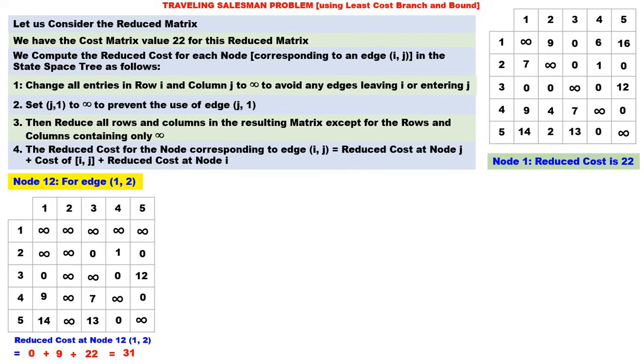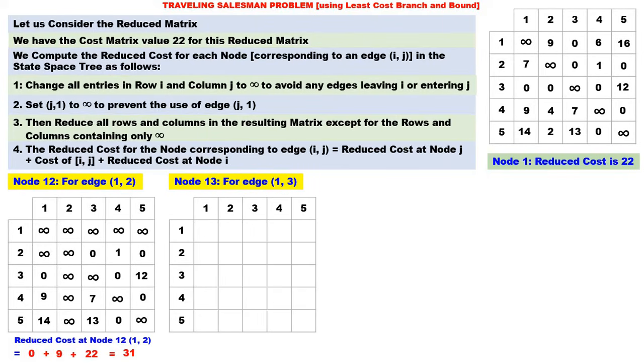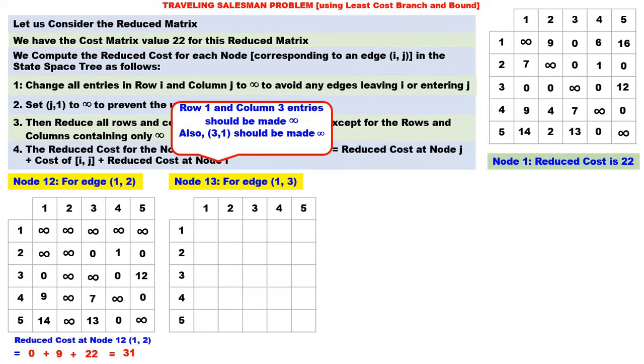Let us do the same thing for node 1 comma 3. Now the edge is 1 comma 3. Again the same thing. Now row 1 and column 3 entries should be made infinity. 3 to 1 should become infinity. Row 1 should become infinity. Column 3 should become infinity. 3 comma 1 should become infinity. And the remaining values you copy down. Just observe, it is just copying the values from there. 0, 12.